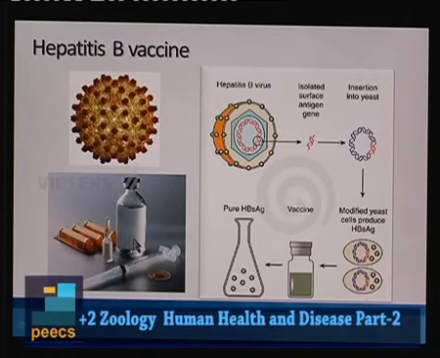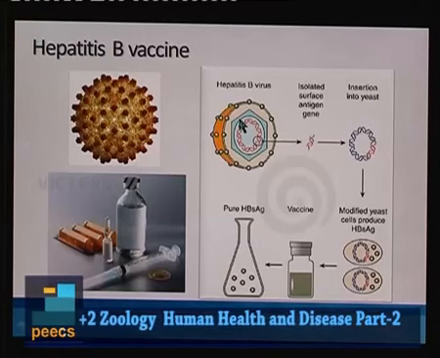So, hepatitis B vaccine is an example of a second generation vaccine. Here we are not directly introducing the hepatitis B virus. We only isolate the gene which is responsible for the surface antigen, and by using recombinant DNA technology, depending on the vector and the host cell, we are producing this vaccine. So, that is the method of production of hepatitis B vaccine.